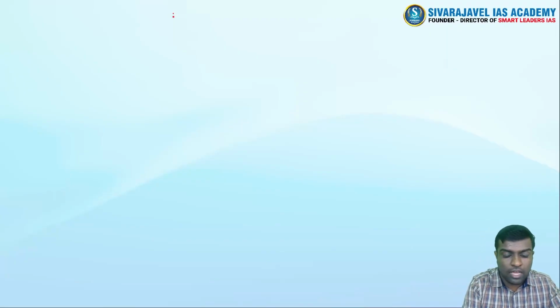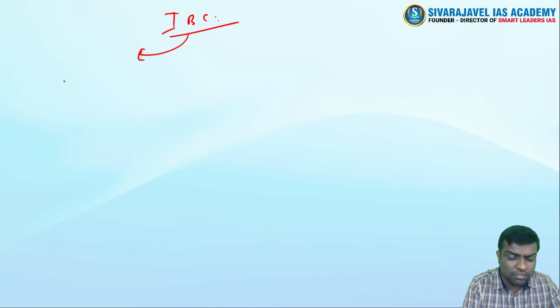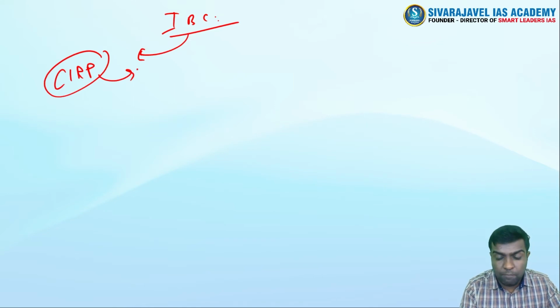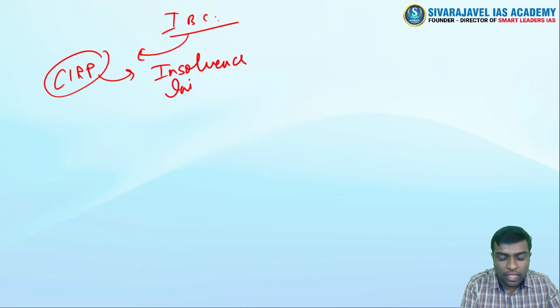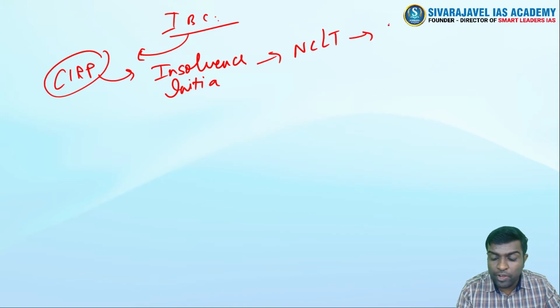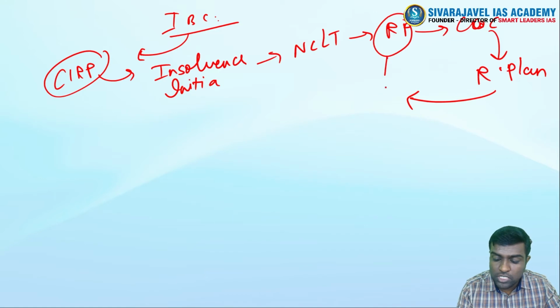So normally under the IBC, there are 2 processes. One is a very important or key process that we speak of, the Corporate Insolvency Resolution Process. Here what will happen? First of all, when a company has defaulted, the creditor, operational creditor or the debtor himself can initiate the insolvency process. This process will be initiated and it will go to the NCLT. NCLT will now process it and appoint a resolution professional. After that, a committee of creditors will be formed. Then a resolution plan will have to be accepted.